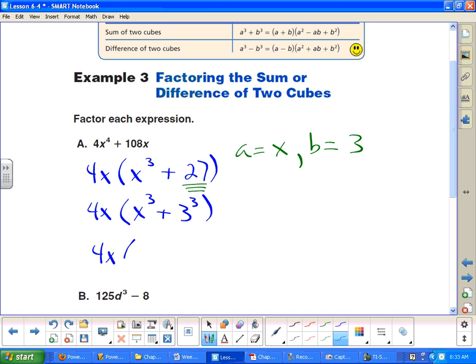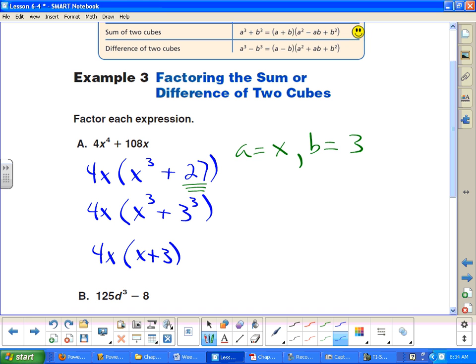So I would say I have 4x, and then I'm going to use the sum of two cubes formula. So I'm going to put in x where there's an a, and put in 3 where there's a b. Whatever the powers are. All right. So here we're going to have a plus b, so x plus 3 is our first term.